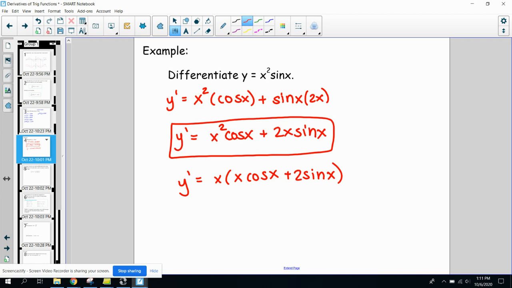So for the AP exam, a lot of multiple choice questions will be fully simplified. When you're writing them, you do not need to fully simplify them if it's an open-ended question. So you can leave it like that, or just recognize that these two are equivalent.